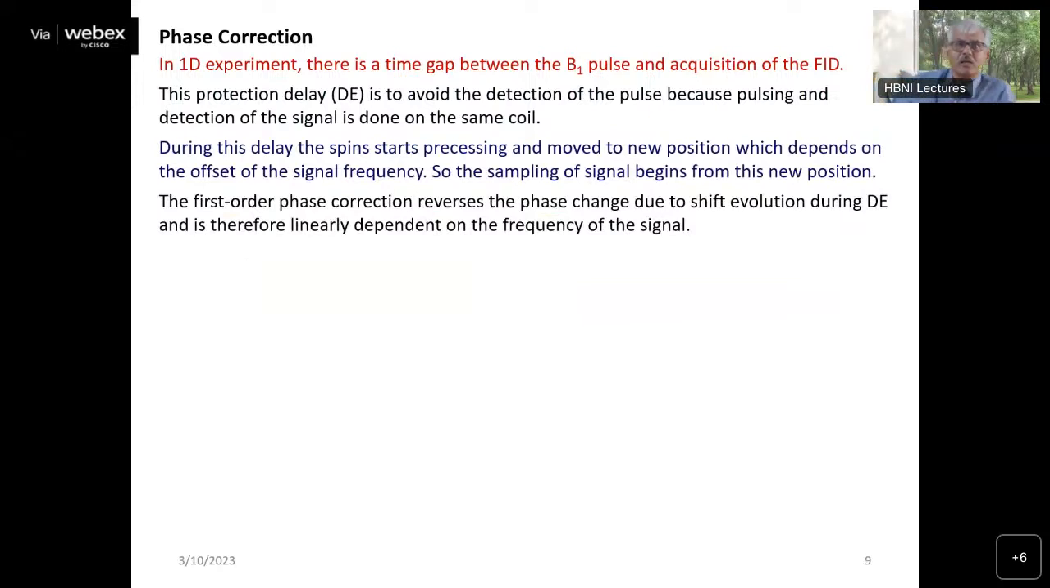Now, why is this phase correction coming, specifically the first order phase correction? When you do the 1D experiment, there is a time gap between the B1 pulse and the acquisition of the FID. You remember that in our pulsing and data collection, it is done on the same coil. Once you give the B1 pulse, immediately you cannot start recording the signal, because your electronics would then record some amount of signal from the pulse. That's why there will be a small amount of delay.